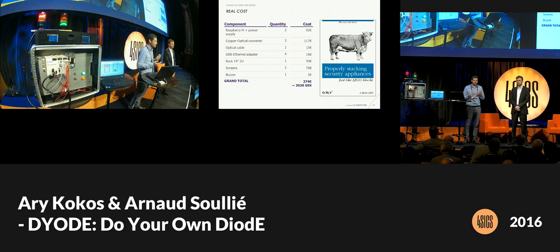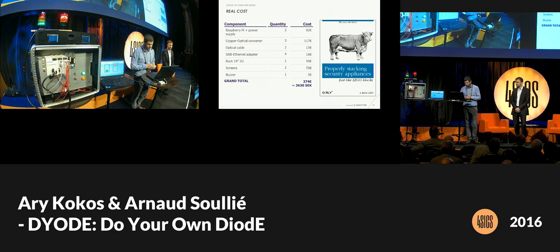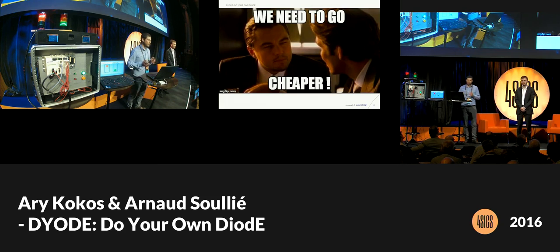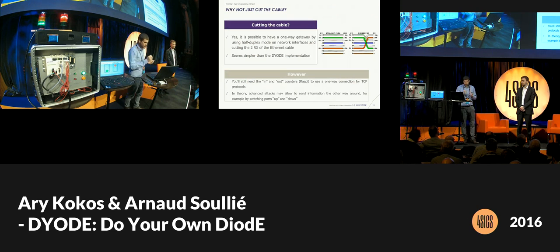We added some screens, so yeah, it's a bit more expensive than what we tried to do in the first place. But again, we wanted to, let's say, sell the project, so we knew that we had to put it in a rack, because people like to stack security appliances. And then we thought we needed to go cheaper. Our goal was $200. We have to match that goal. So what did we try to do?